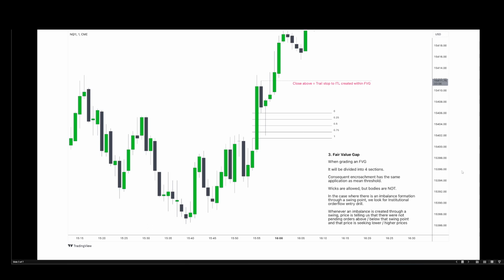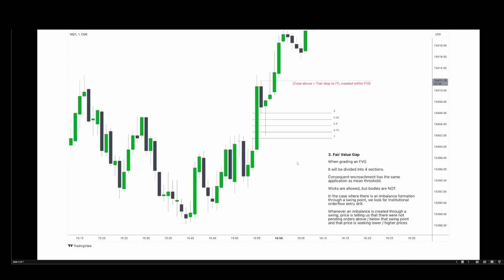In the case where there is an imbalance formation through a swing point, we look for institutional order flow entry drill. So what does that mean? In this case, I use this example. We have this swing high here, order block formation. Price comes down, institutional order flow entry drill. Bodies respect. So what is the logic behind this?